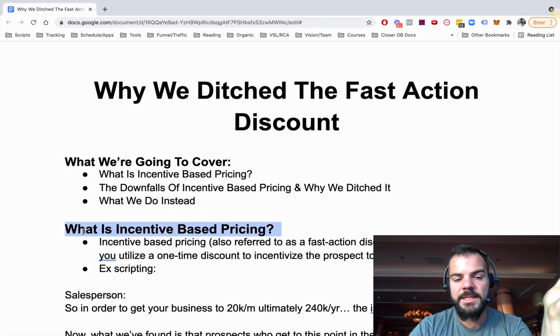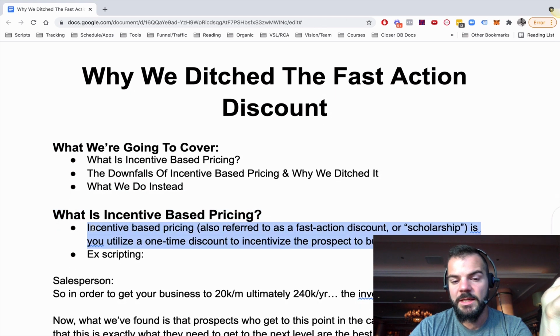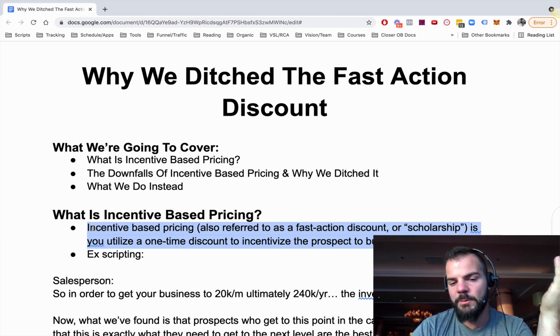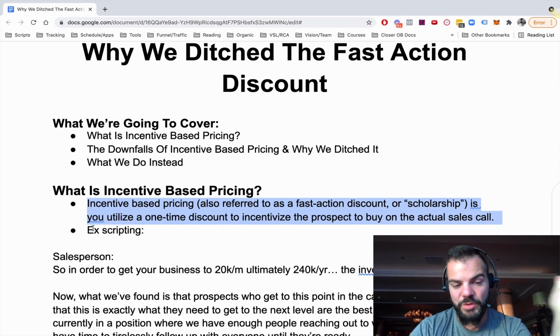So what is incentive-based pricing? Well, incentive-based pricing, also referred to as a fast action discount or a scholarship, is basically when you utilize a one-time discount to incentivize the prospect to buy on the actual sales call.